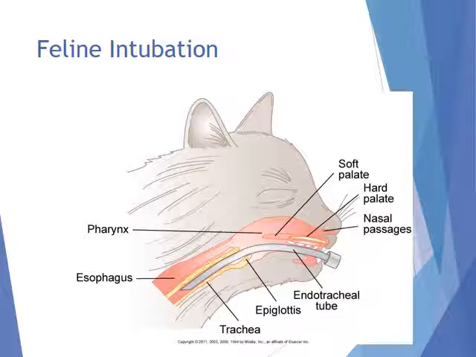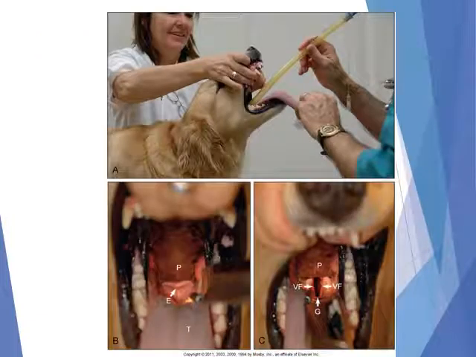So one of the special things is feline intubation. As far as intubation goes, they have the same anatomy, they have the same structures that dogs do, but they are more likely to have some complications with it. So the big one we see is what we call laryngospasm.